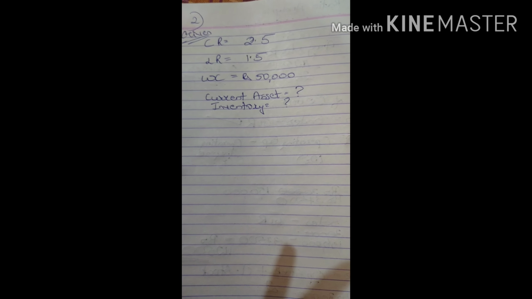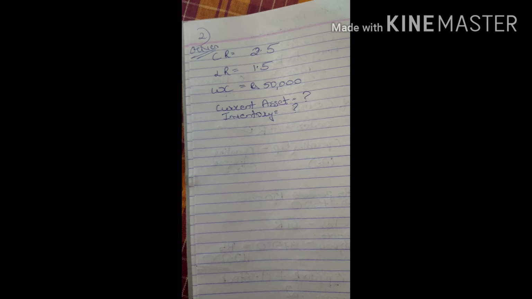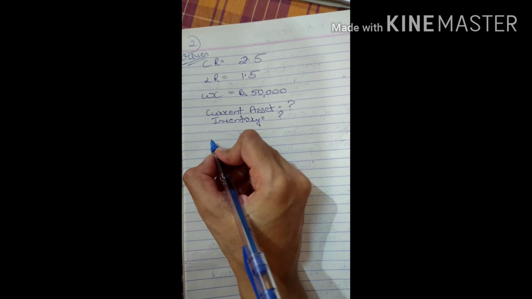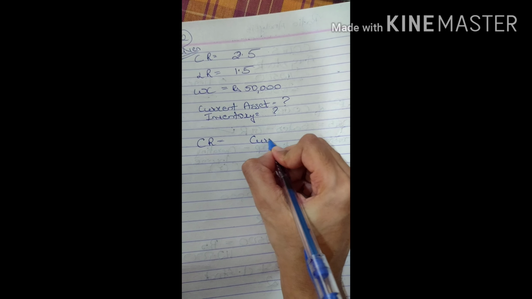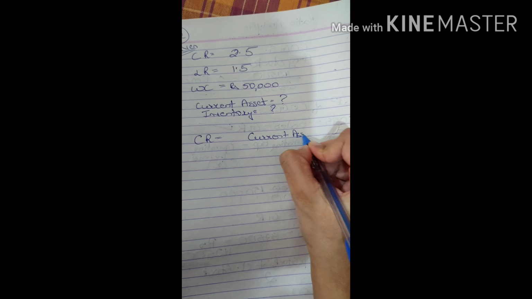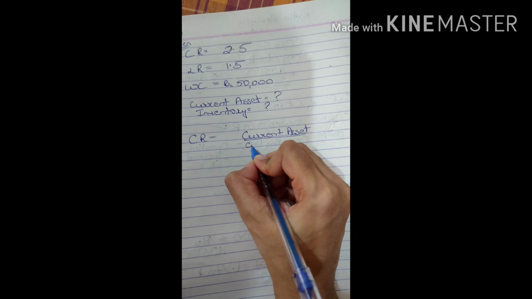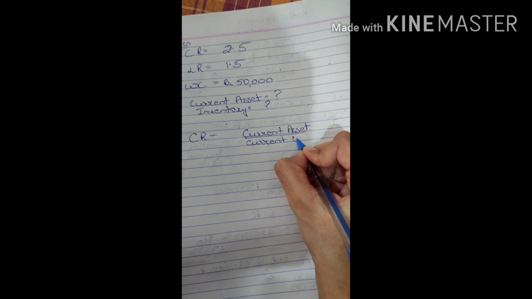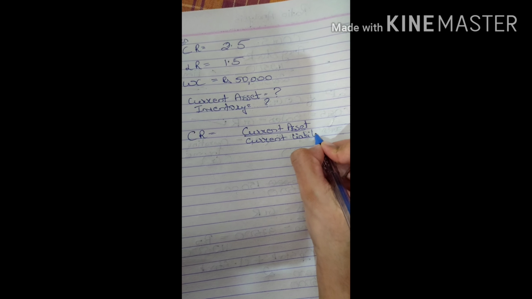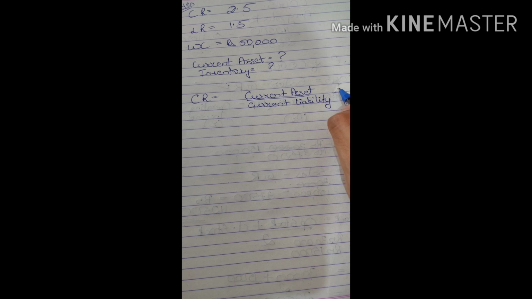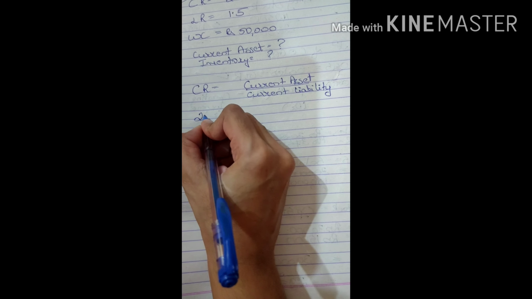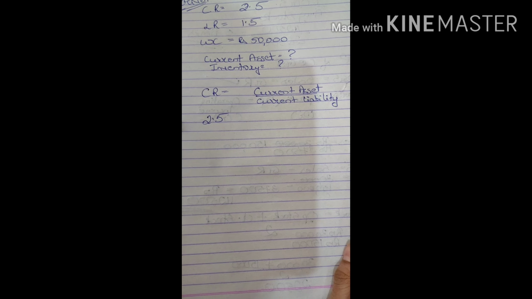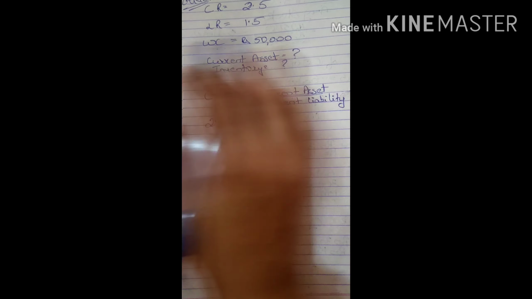So first, starting with the solution, we should know our formula. What's the formula for current ratio? The current ratio formula is nothing but current asset divided by current liability. They have given us no information regarding current asset nor current liability, but they have said our current ratio is 2.5.